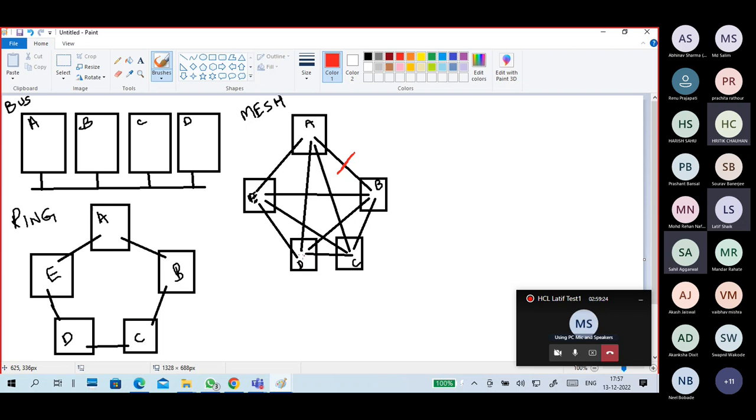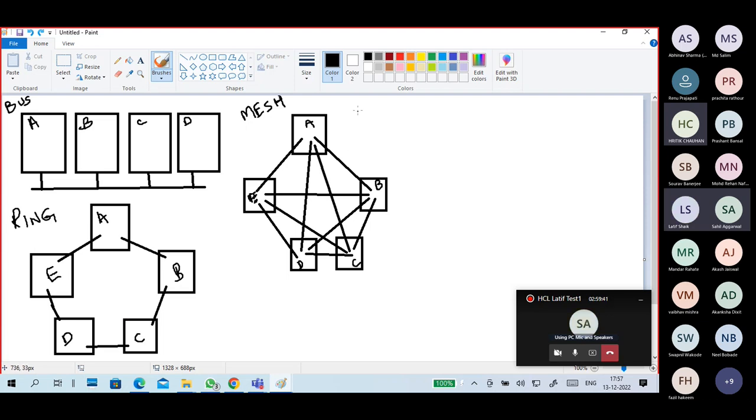Next, if one device is down, for example this device is down, no problem. The remaining devices communicate with each other. That's why it is called a highly reliable network.